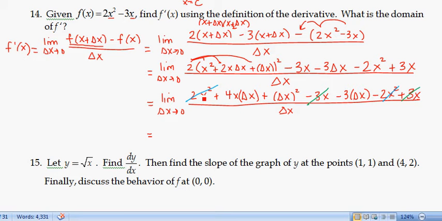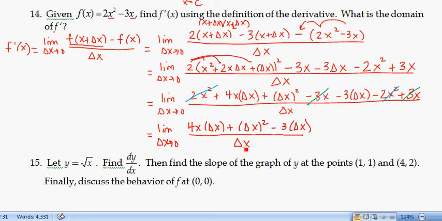So we have some cancellations, and what's left is the limit as delta x goes to 0 of 4x times delta x plus delta x squared minus 3 times delta x, all over delta x. And so what we want to do is direct substitution, which we know still gives us 0 over 0, but we have this common factor of a delta x in the numerator. So I want to factor out that delta x, right? And then I'm left with 4x plus delta x minus 3. And at this point, I can cancel the delta x's.